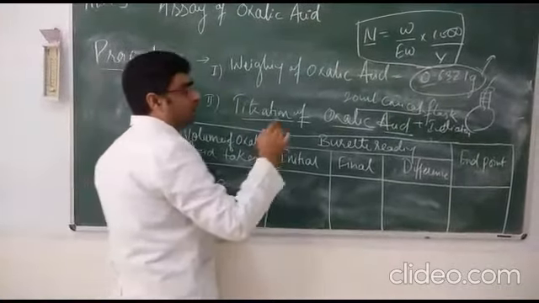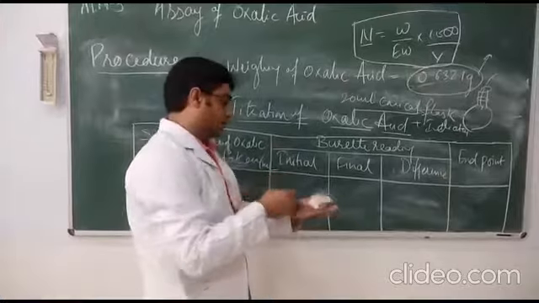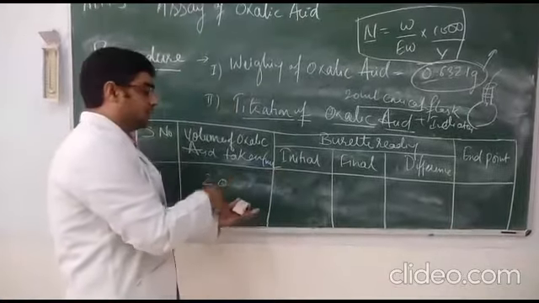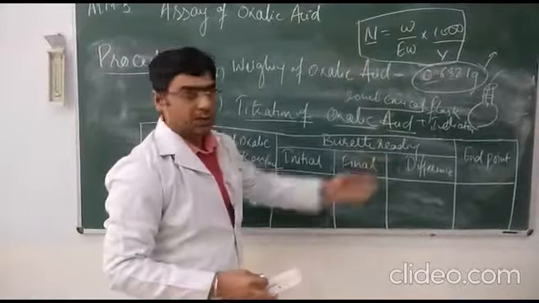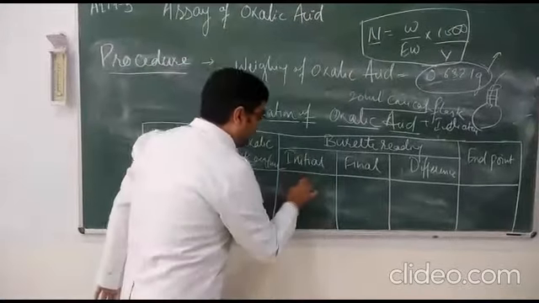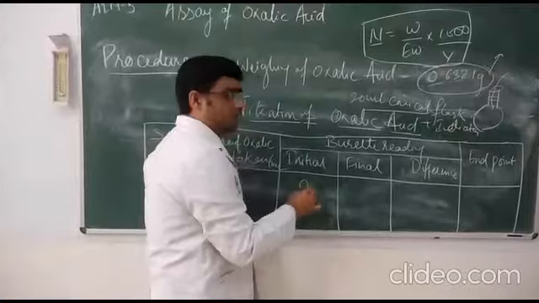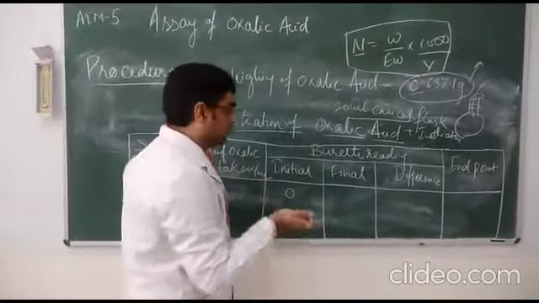And whatever quantity we have taken, that is the quantity of oxalic acid that we have taken in the conical flask. From the burette, we will titrate with the sodium hydroxide. So whatever reading will come out, initially the volume of sodium hydroxide will be 0.